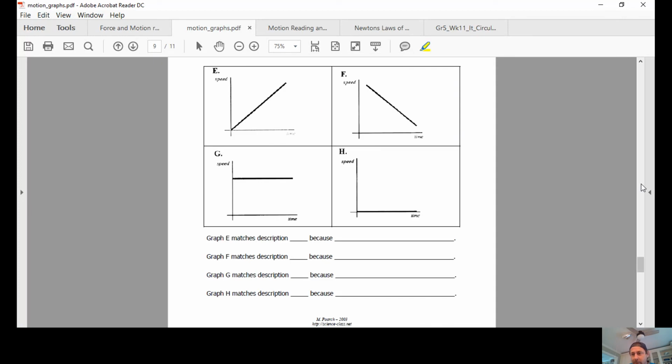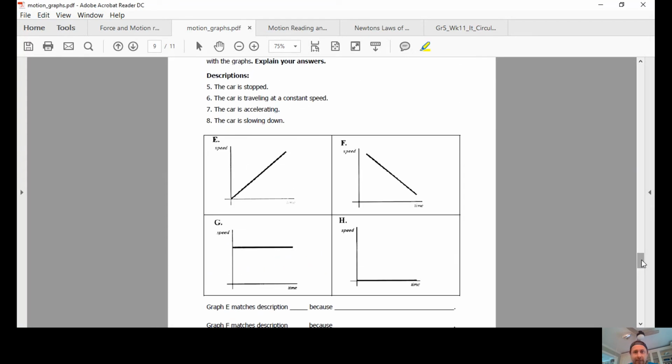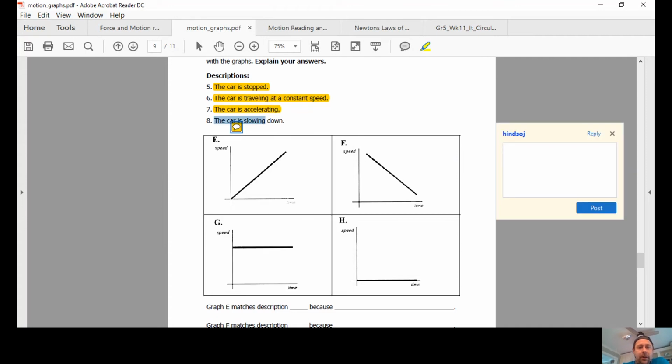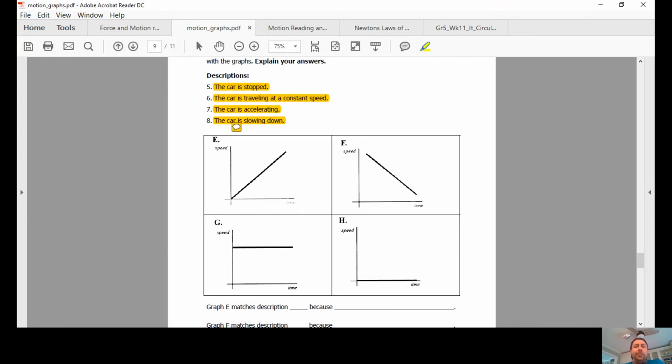All right, so what I want to do here is I want you to look at these. Which one indicates a car stopped? Which one, a car traveling at a constant speed? Which one is the car accelerating, the car slowing down? All right. Let's go with 5 first. The car stopped. Well, that would be H. And we notice here there's no speed at all, how it's laying on the x-axis, indicating no speed.